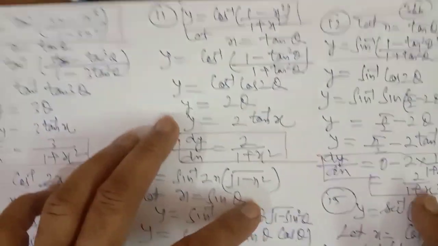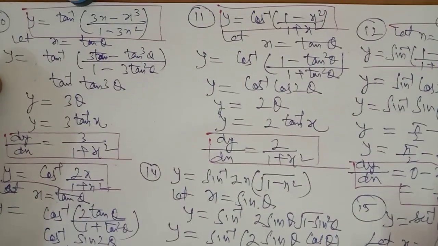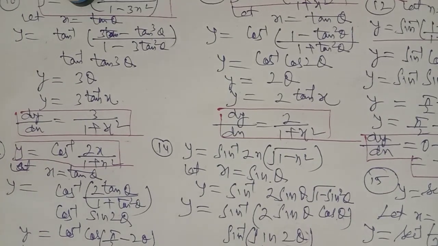So this is the concept of implicit functions and derivative of inverse trigonometric functions. Whenever you have to differentiate an inverse trigonometric function, try to simplify it as you have done in your inverse trigonometric chapter, chapter number 2 of your book number 1.